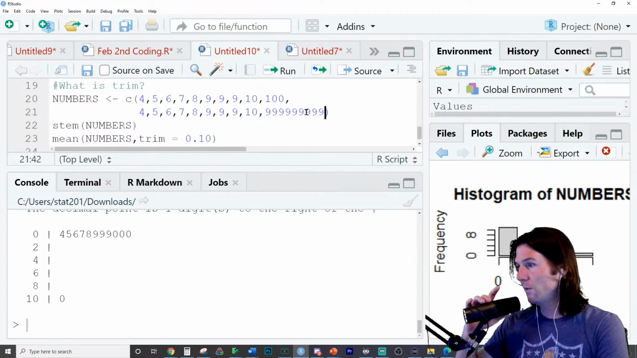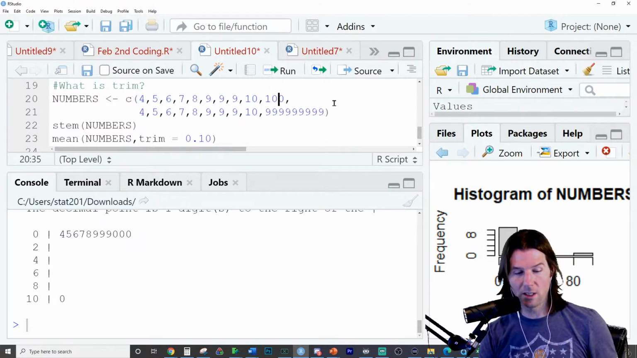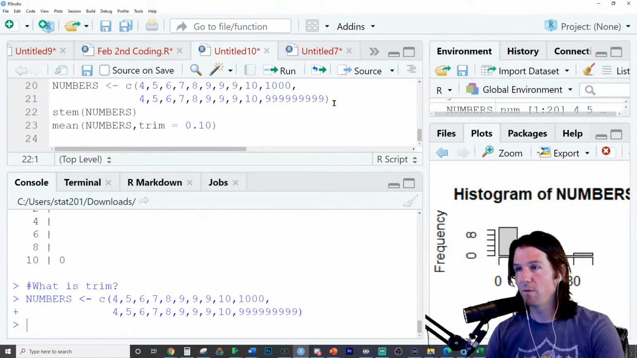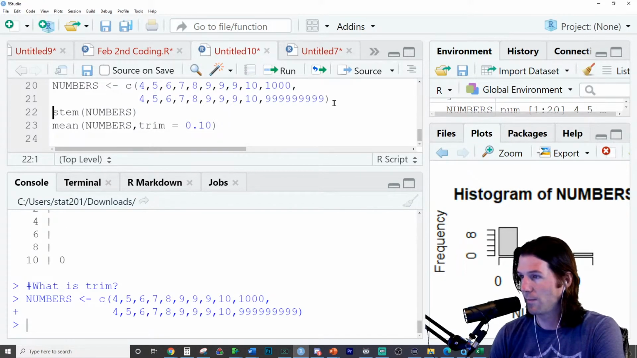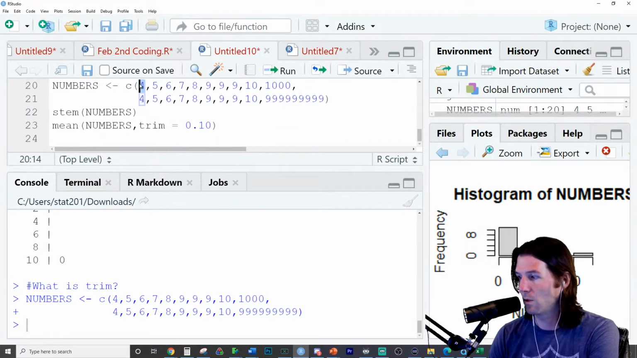So if it is trimming 5%, what should the mean be close to? If it's trimming 5%, it would still include this. Does that make sense? If it's trimming 5%, it'll only trim off this number and this number. Does that make sense, Kayla? If that's a 5% trim, these are the only numbers that'll get trimmed. If it's trimming 10%, then both of these numbers will be removed.